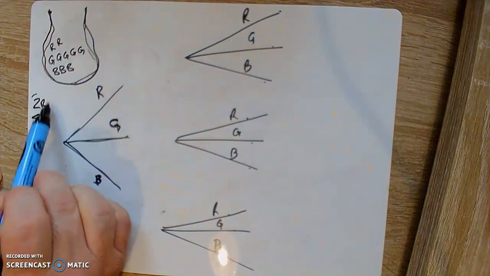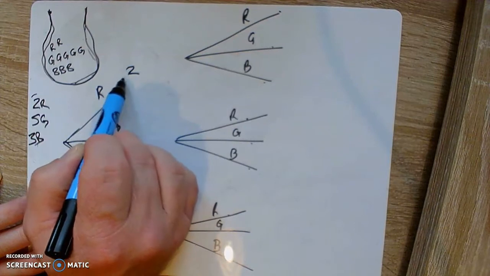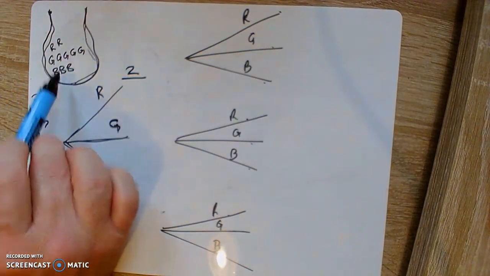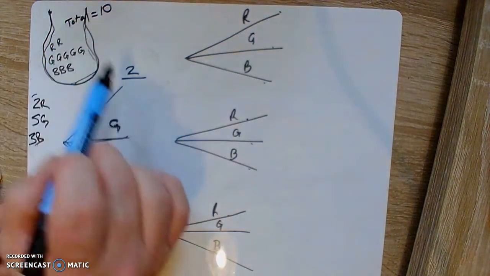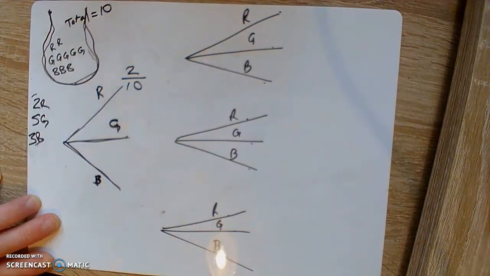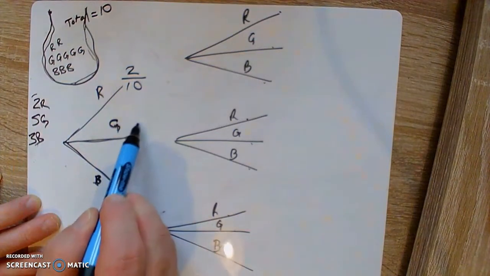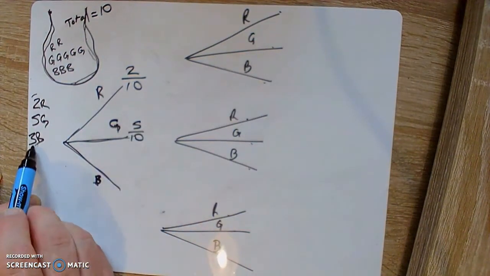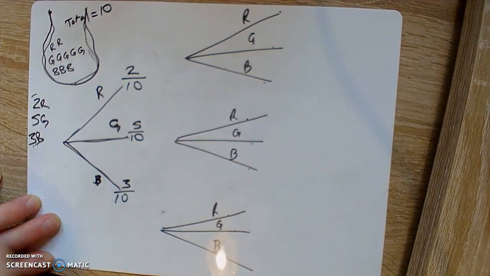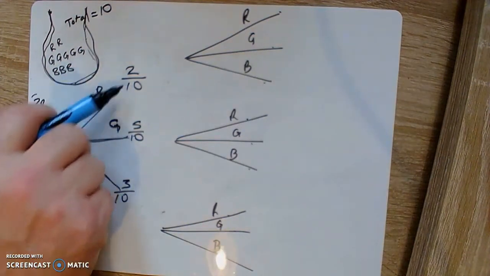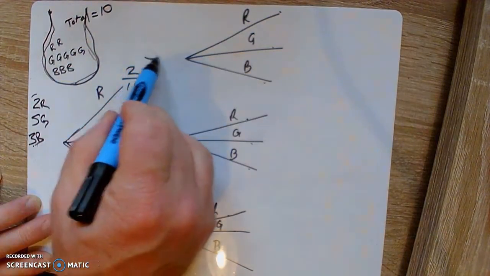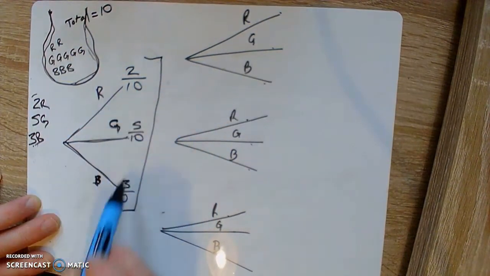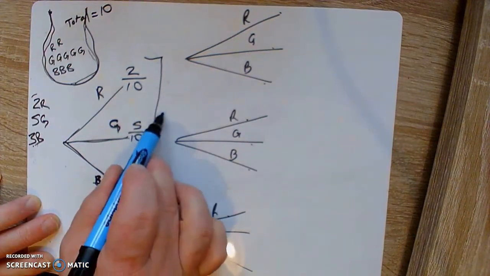So what's happening is I've got 2 red beads, so that's going to be 2 as my top number, and if I count up the beads in total, I've got a total of 10. So the 10 is going to be my bottom number, 2 out of 10. Green beads, 5 out of 10, and blue beads, 3 out of 10. Now in these two cases we could simplify it, but don't simplify at this stage because it's easier to run everything all there.